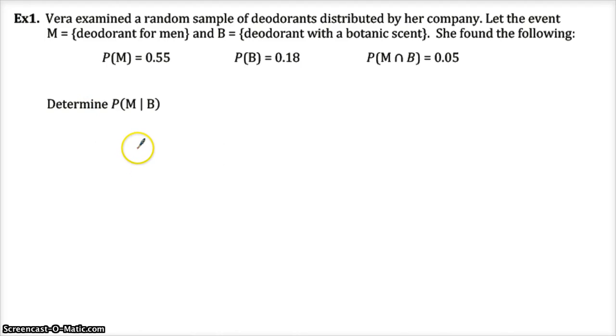Okay, here's Vera. She has M, B, and this. So determine this. Now, I don't know if I need to make a whole Venn diagram or not. It's just going to be the probability of M and B over the probability of B, from the last thing we just did. Like we've been saying, when you have to figure this out, put the probability of B on the bottom.